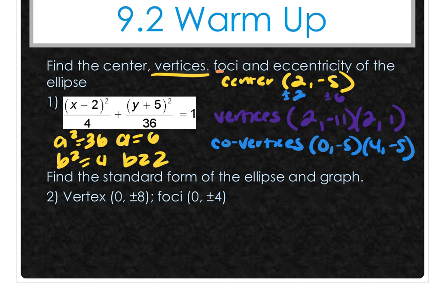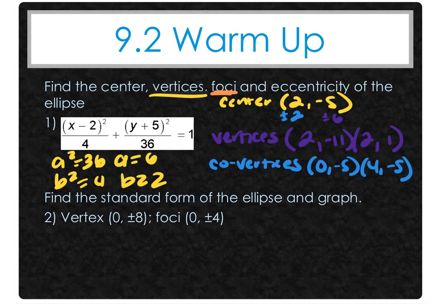Then it asks for the foci. For that, you need your c. And c squared equals a squared minus b squared. So a couple of you switched it to plus, so be careful. C squared would equal 36 minus 4, which becomes 32. And then some of you left it as square root 32. That has to get simplified.